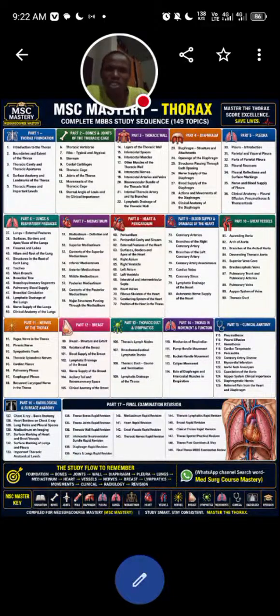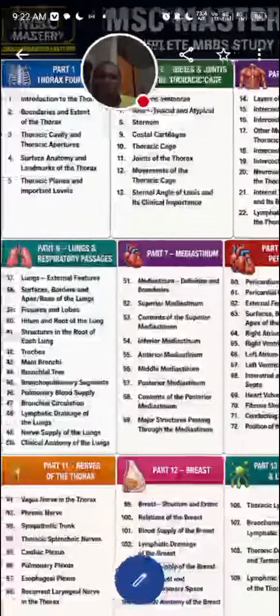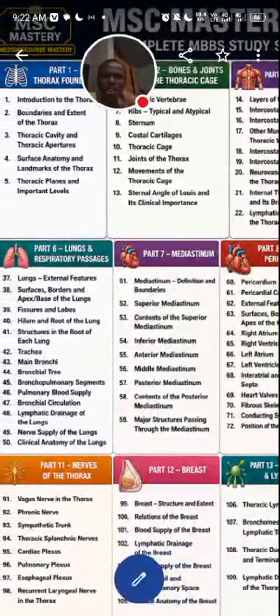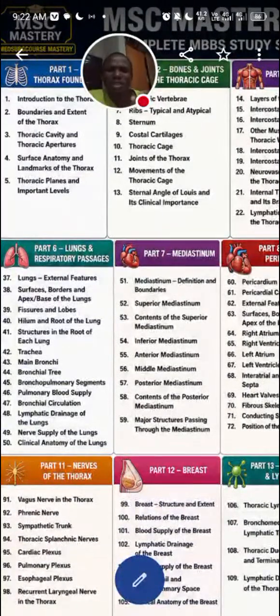the topics; it is about mastering the topics. All right, so we move on. The first thing you must understand is that the first part is the thorax foundation. Introduction to thorax: what is thorax? What's the extent of the thorax? As we talk about that, we also talk about what the boundaries are, what the cavities are, what the apertures are, what the walls are.